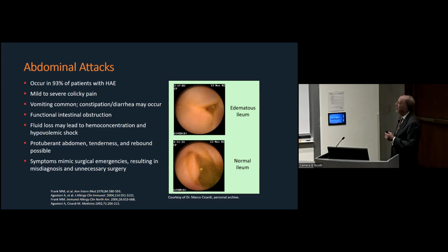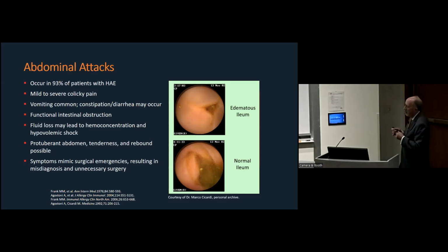And in the past, before we had CT scans and other things to really explore the belly without opening it, about 25% of patients had either exploratory laparotomies or appendectomies as a result of the attack.